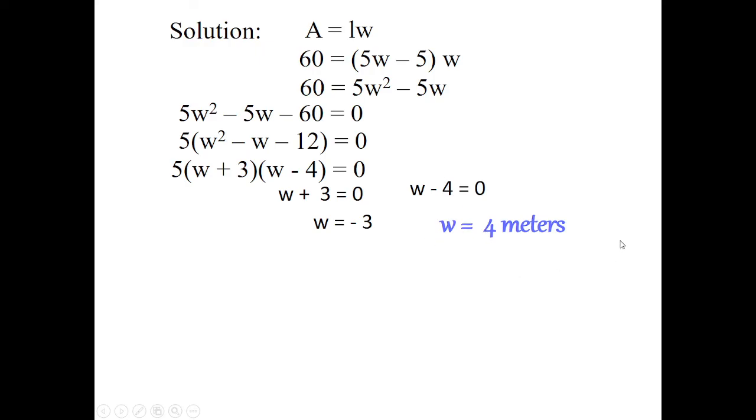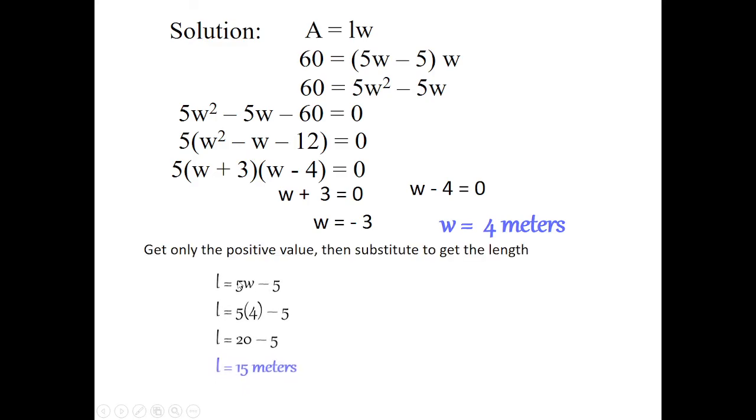Equate it to 0. So, kukunin lang natin yung positive value ng w, hindi ito, kasi ang hinahanap natin ay dimension. So, it should be positive. And then, substitute natin itong 4 sa 5w dito sa representation ng length. So, 5w minus 5, 5 times 4 is 20, minus 5 is 15 meters.